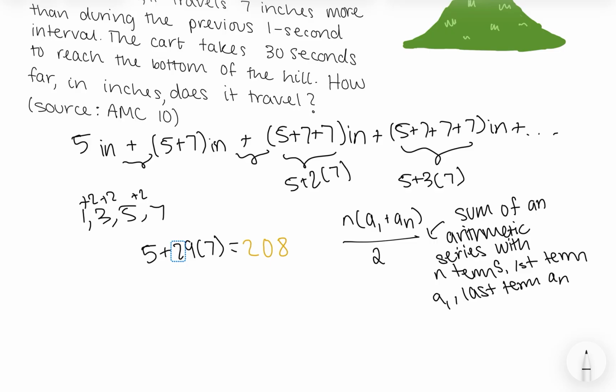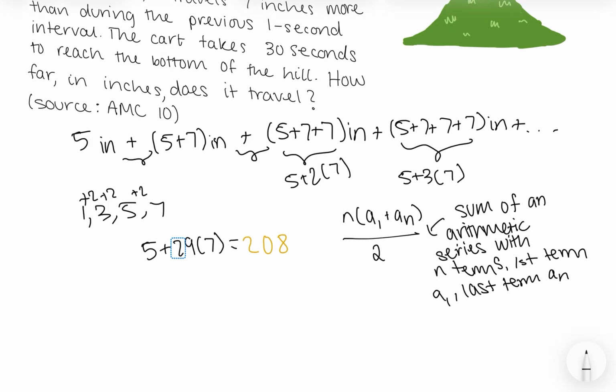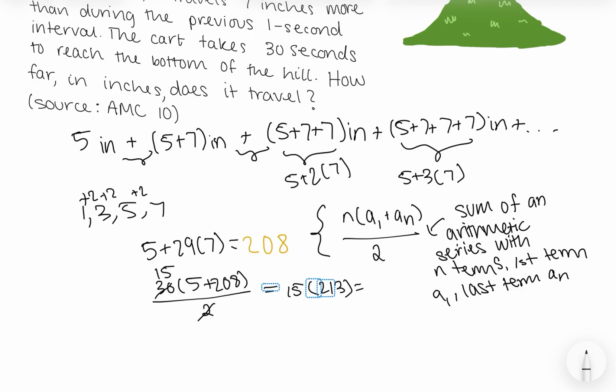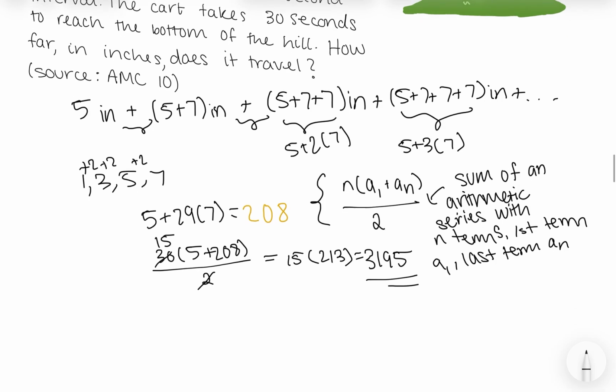So we know that, and now we can use our expression over here. The number of terms is 30. The first term is 5. The last term is 208. And we divide this by 2. We can cross this off. So we need to know 15 times 213. And that's going to be 3,195. And that's our final answer.